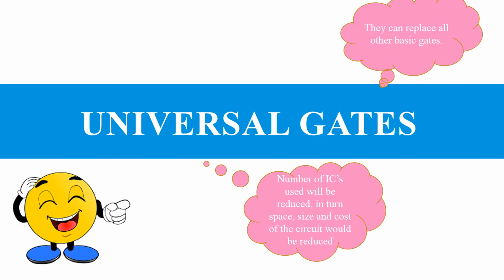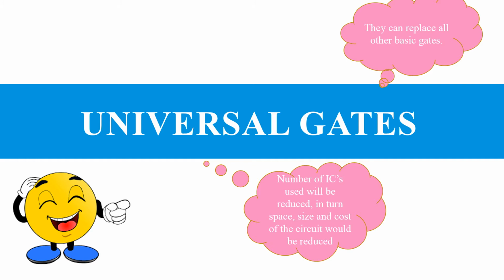In turn, space, size and cost of the circuit would be reduced. So this is the reason behind why we strive and drive towards universal gates in our circuits. And I'll justify the same with a sample example circuit after explaining NAND and NOR.